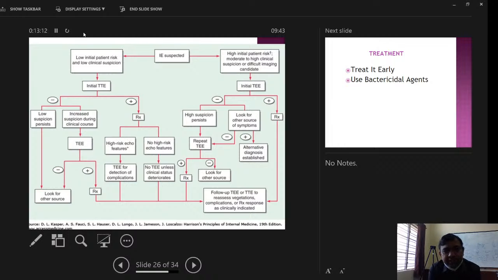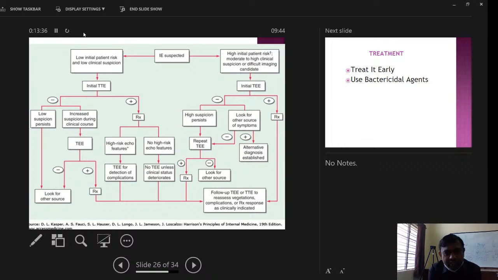Then if there is high initial patient risk, moderate to high clinical suspicion, and difficult imaging candidates, then do the transesophageal echocardiography directly. If it is showing positive, then start the treatment straight away. If it is negative but high suspicion is present, then repeat the transesophageal echocardiography. If it is positive, then do the treatment, or if it is negative, look for other sources.